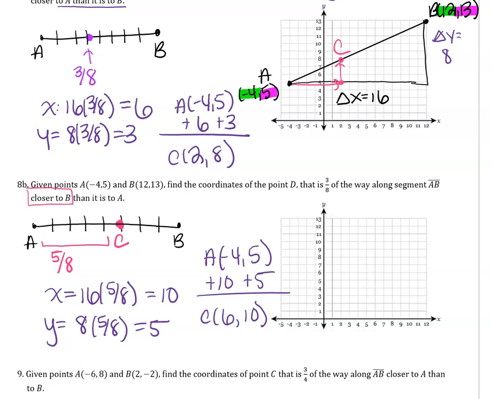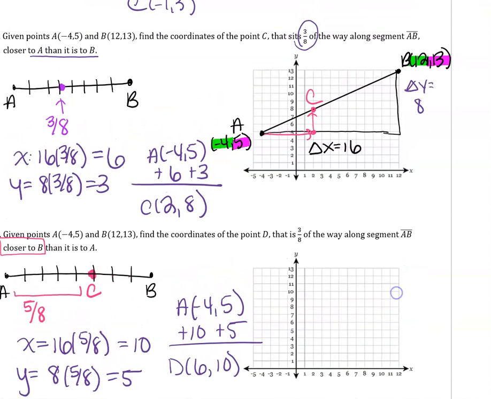Now let's see, does that make sense? Oops, sorry, it's not C, it's supposed to be D. If I come back up here, because I already have this graph, so why not? This means from A, we went to the right 10 units, so 1, 2, 3, 4, 5, 6, 7, 8, 9, 10. It's going this way. And then up, 1, 2, 3, 4, 5. Oh, look at that. That's working out perfectly.